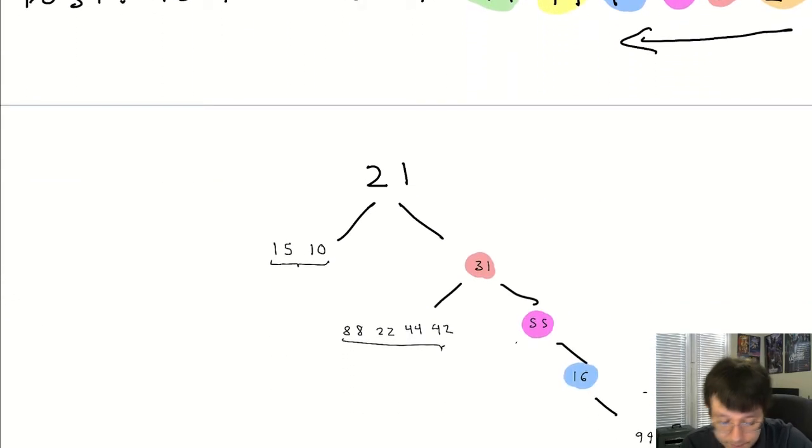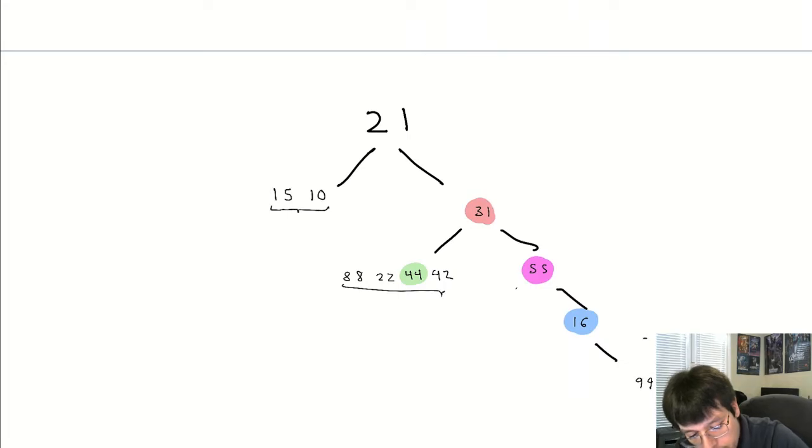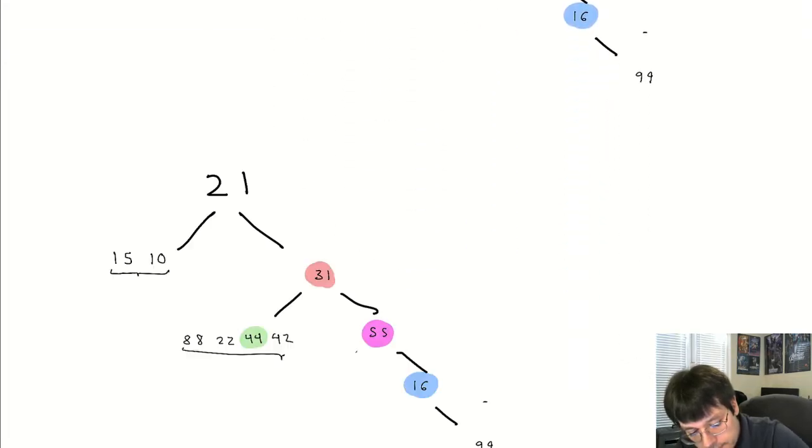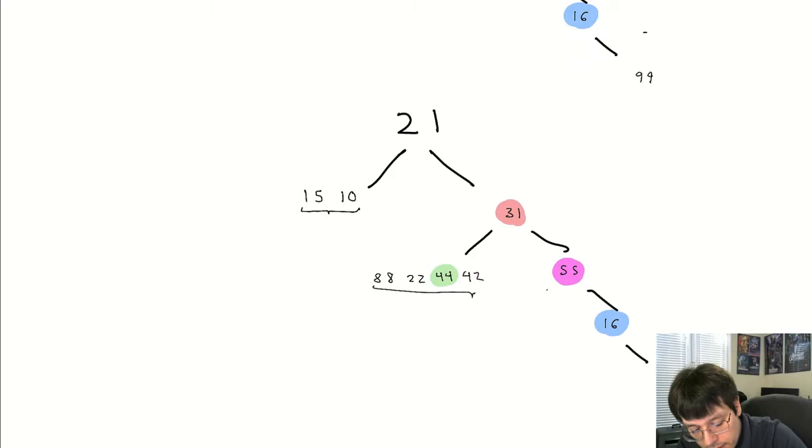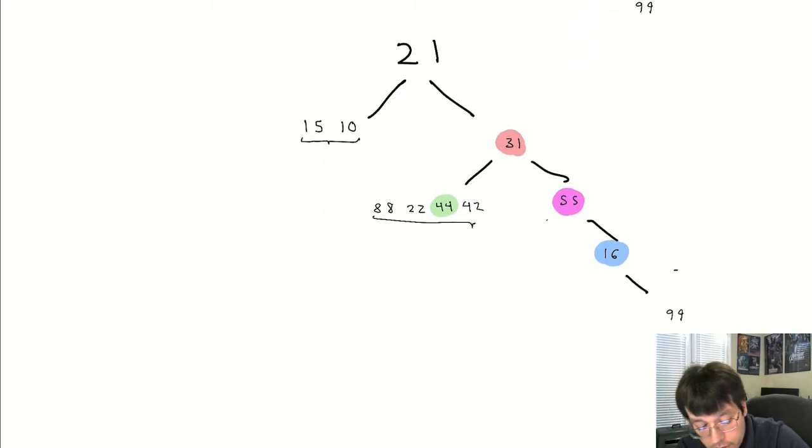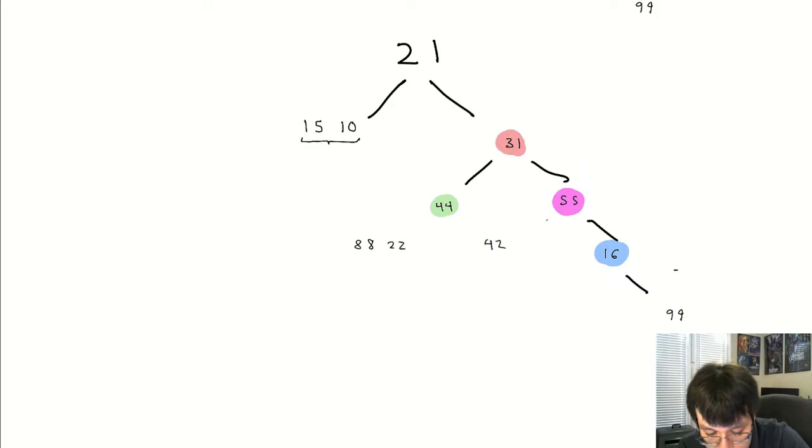So because of that, we pick 44 in the sublist, and then, let me make a copy of this, anything to the left of it is going to be a left child of 44, and anything to the right of it is going to be a right child of 44. So that means these will be left child, and this will be right child.